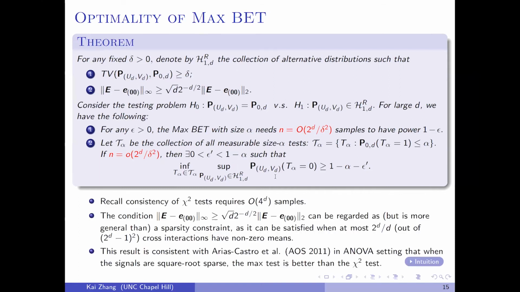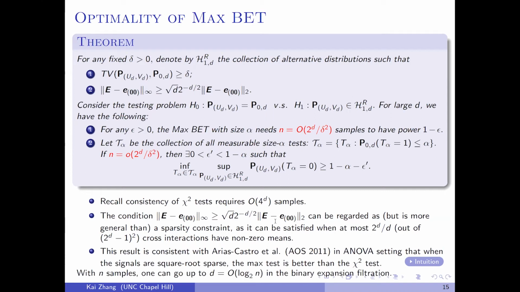A few remarks here. First, the sample size requirement of the chi-square test is known to be big, O(4^d), and this is much bigger than the rate of max BET. This in turn means that the max BET will have better power. Secondly, this condition compares the maximal signal to the overall signal, and it can be regarded as a sparsity assumption because it can be satisfied when the dependency comes only from a few cross interactions. However, this condition is certainly more general than a sparsity assumption in the L0 sense.